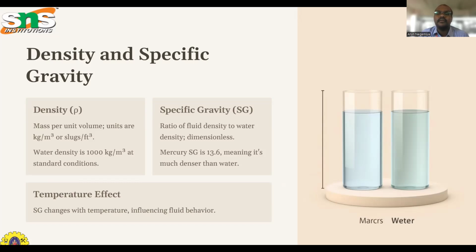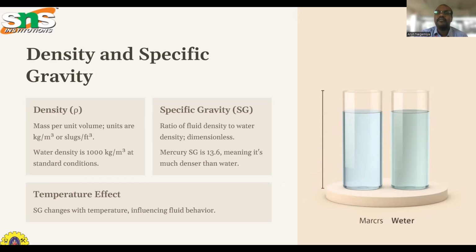For example, you take a floor area. In that floor area, you pour the water. The water will flow over that floor area. That is called shear stress. Fluids can be classified into many types. We will discuss that on the next topic.